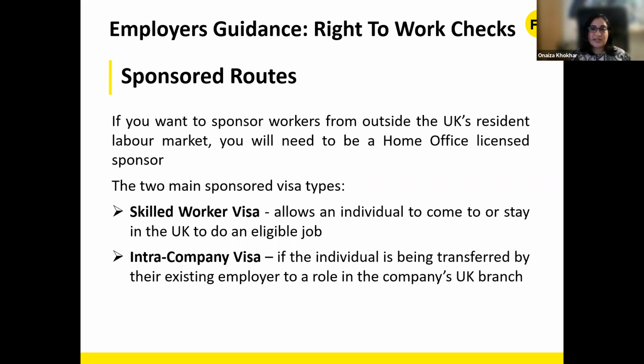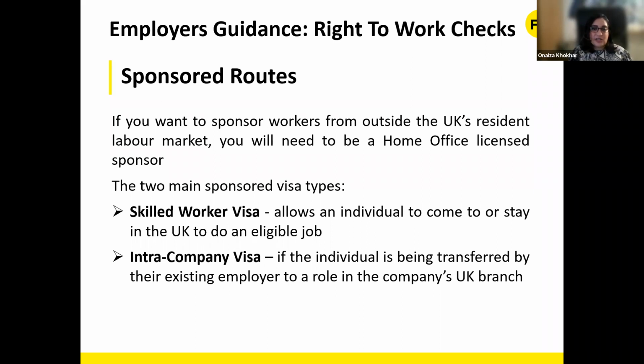The reason for this is that it's a must in order for a company to hire the majority of new entrant EEA workforce going forward. So for those who've entered post-Brexit, this is usually the only way you can actually sponsor them to work. There are two main sponsored routes, which are the skilled worker visa and the intra-company visa. A skilled worker visa allows an individual to come to the UK or stay in the UK to do an eligible job. It's a route which can lead to permanent residence in the UK.